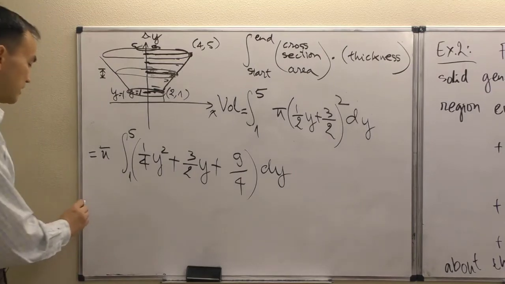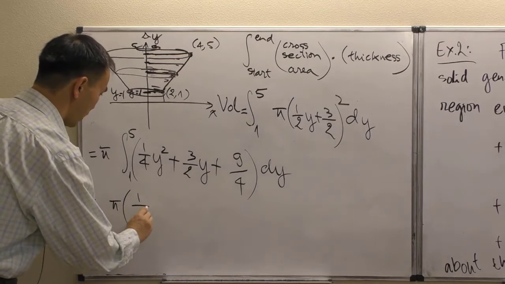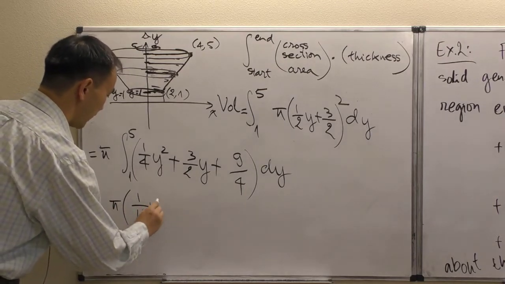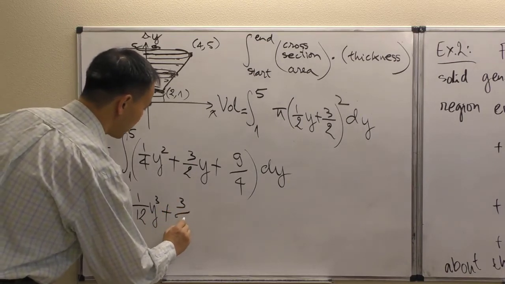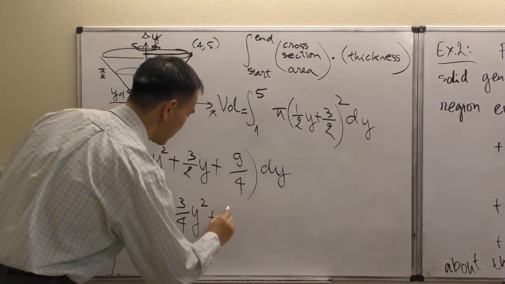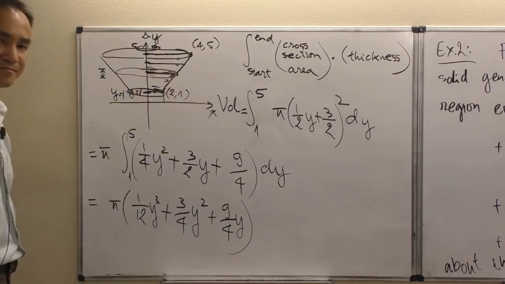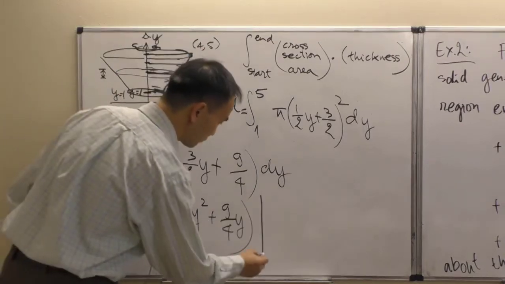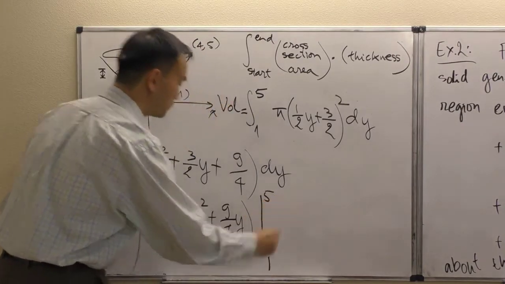Okay, and so that means in the next step we have pi times 1/12 y cubed plus, and now it's going to be 3/4 y squared plus 9/4 y. And then from there, according to the fundamental theorem of calculus, we're going to evaluate from 1 to 5 like that.